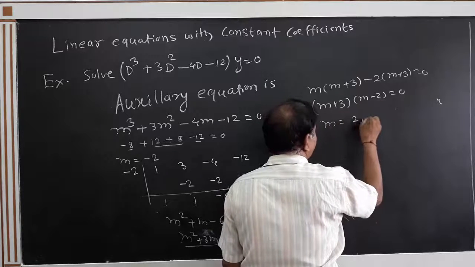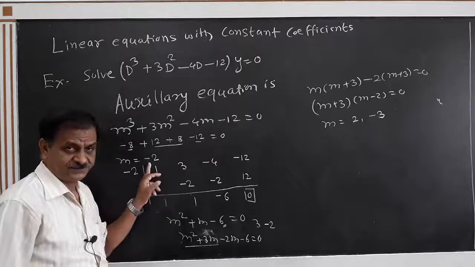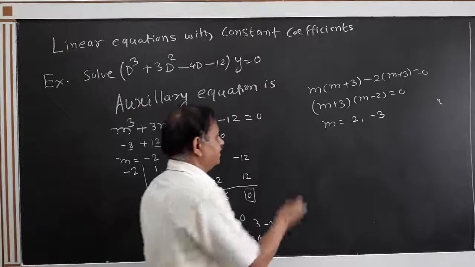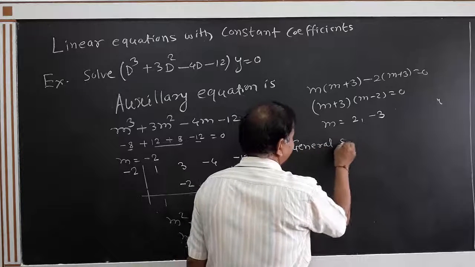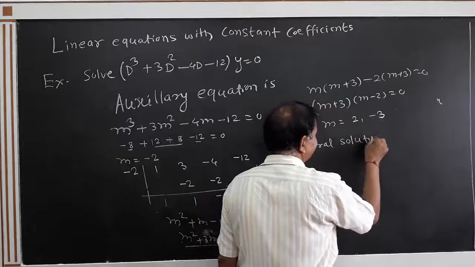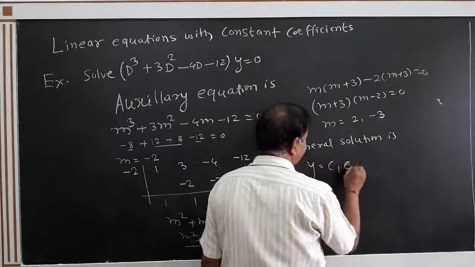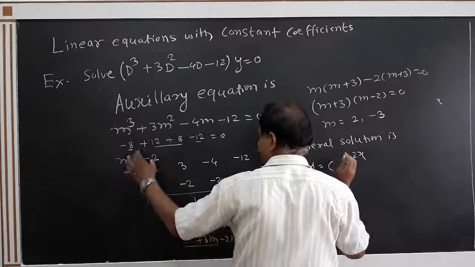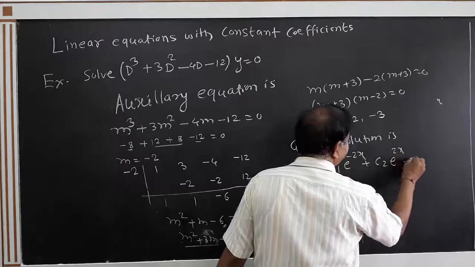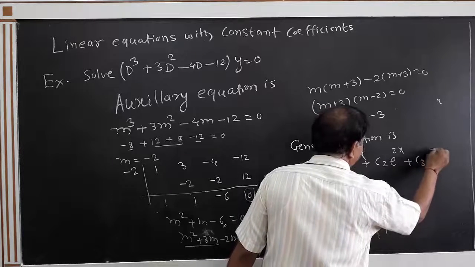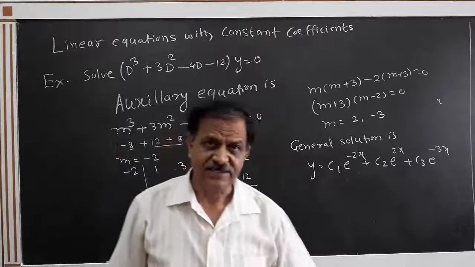m equal to 2 and m equal to minus 3. And the first root is minus 2. Therefore, the general solution is y equal to c1 e raised to minus 2x, due to this minus 2, plus c2 e raised to 2x plus c3 e raised to minus 3x. This is the required general solution of the given differential equation.